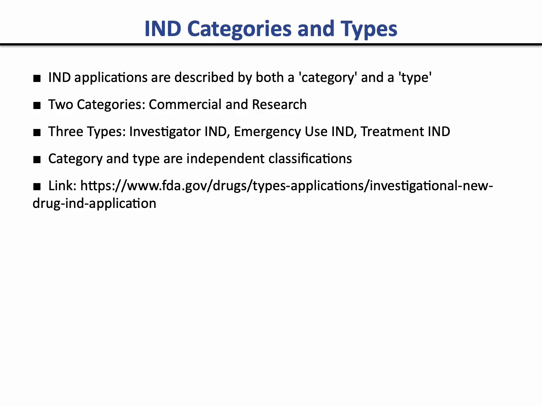Identification information: IND number, serial number, sponsor name and address, and date of submission. Drug information: name of investigational drug, established name, code name, and chemical name, indication being studied, and orphan drug designation status. Phase information: checkboxes indicating whether the submission covers Phase 1, Phase 2, or Phase 3 studies.